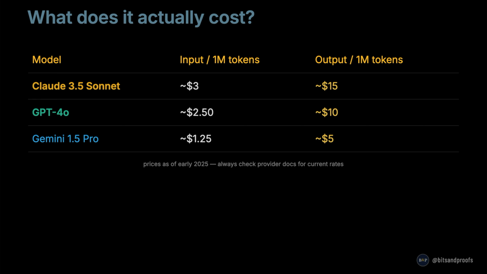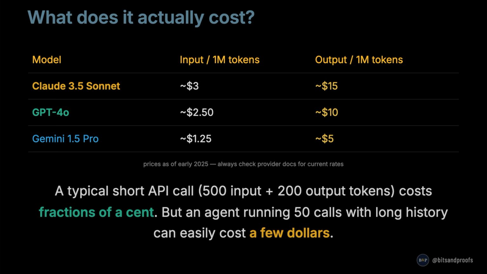So what does this look like in real numbers? Claude 3.5 Sonnet costs roughly $3 per million input tokens and $15 per million output tokens. GPT-4o is around $2.50 input and $10 output. Gemini 1.5 Pro is lower still at about $1.25 and $5. A typical short API call costs fractions of a cent. But an agent running 50 calls with long history, or a reasoning model generating thousands of thinking tokens, can easily cost a few dollars in one session.